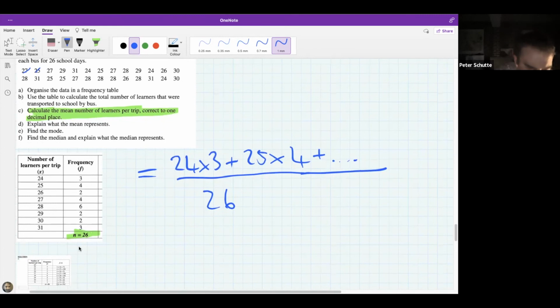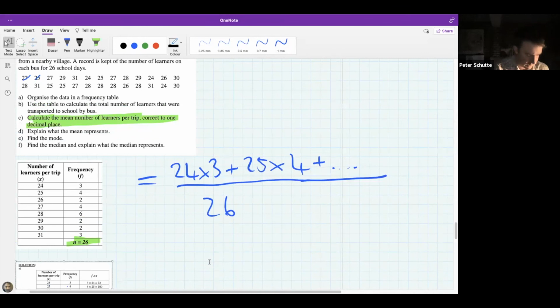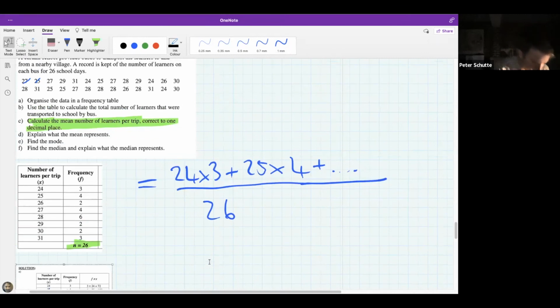So we should have got the total. The total should have been correctly 711 divided by 26. If I put that into my calculator, 711 divided by 26 is 27.345. So in this scenario, it wouldn't be an estimated mean, it would be an exact mean, because they gave you not an interval, they gave you exact values in the table.